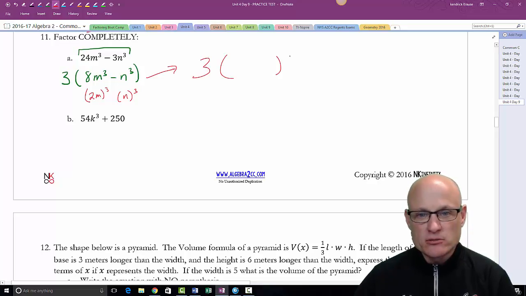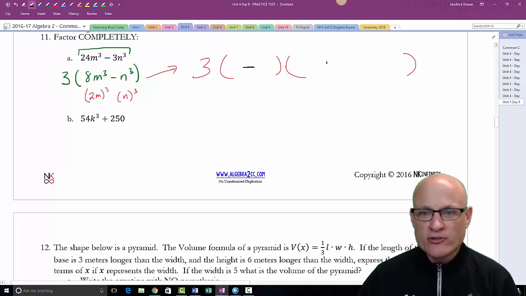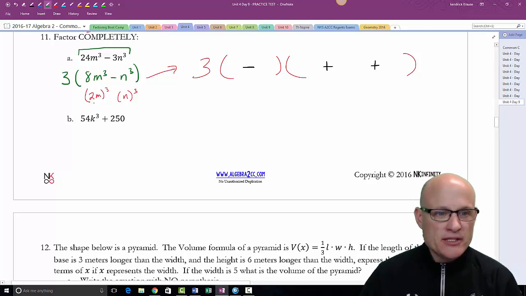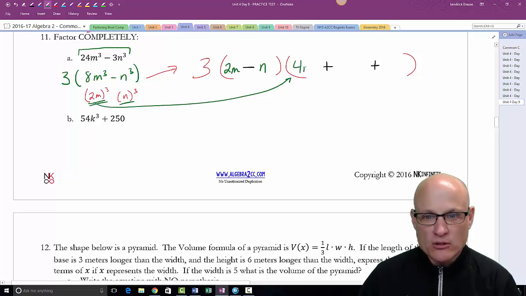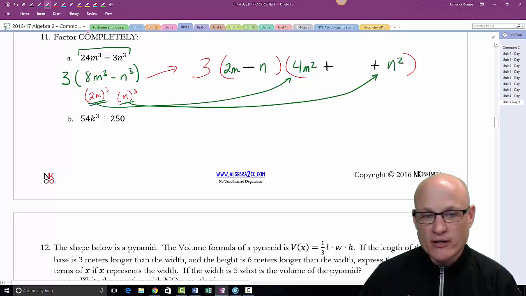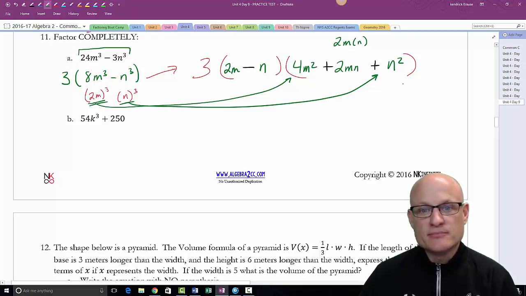Binomial, trinomial. Copy over the sign, change it. Last one's always positive. So in the first one go these two things. No signs, no exponents, just those two things, 2m and n. In this one right here is going to go 2m squared, that's 4m squared. In this one is going to go this thing squared, n squared. And in the middle goes the product of the two things. You're going to multiply 2m times n, which is just 2mn. And there's your answer.